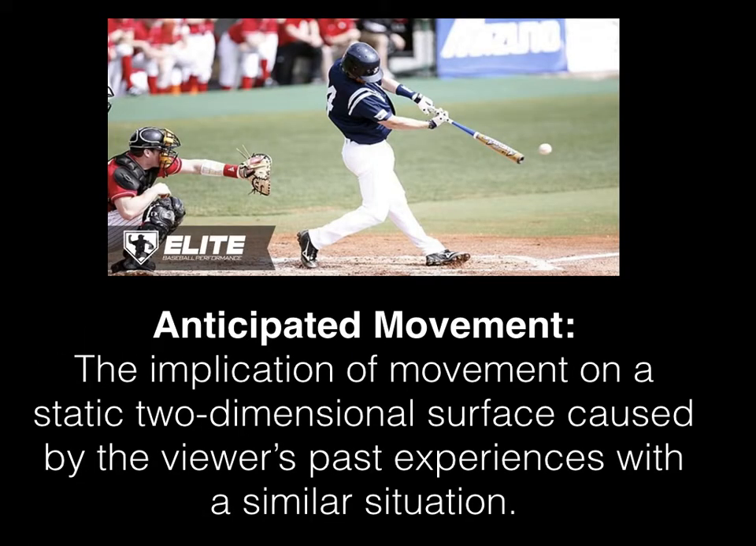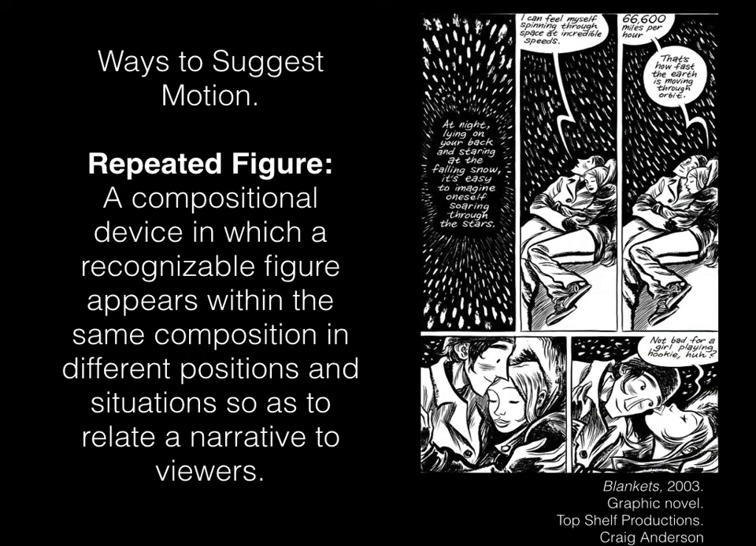So this is very similar to anticipated movement: the implication of movement on a static two-dimensional surface caused by the viewer's past experiences with similar situations. So again, whether you've played baseball or watched it on TV, you maybe don't even have to with this image. You know that that ball is going to hit that bat and that it's going to hopefully go all the way over the fence. I don't know. Okay, but we know what's going to happen next in this scene because we've been there before.